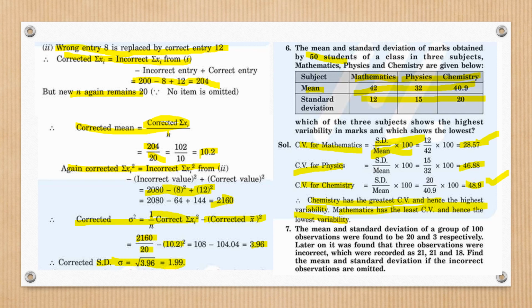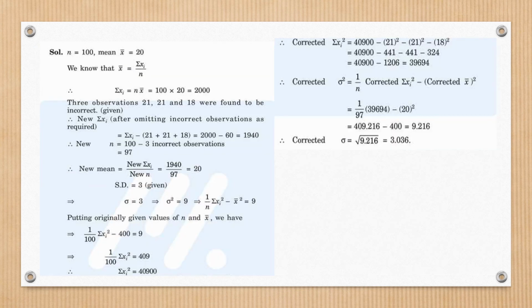Number 7 is also very important. The mean and standard deviation of a group of 100 observations were found to be 20 and 3 respectively. Later on it was found that 3 observations were incorrect, which were recorded as 21, 21 and 18. Find out the mean and standard deviation if the incorrect observations are omitted. So here we have to omit the wrong observations. See how to do this question.